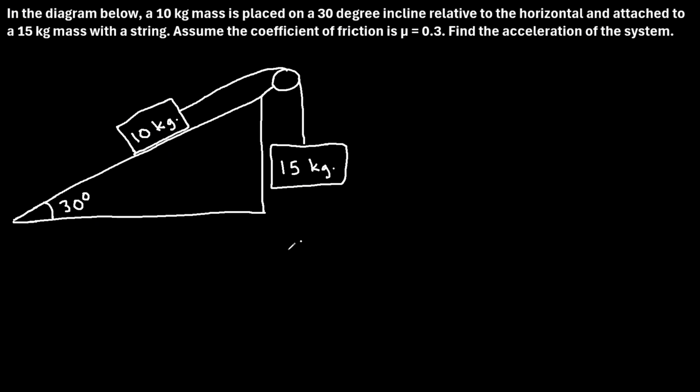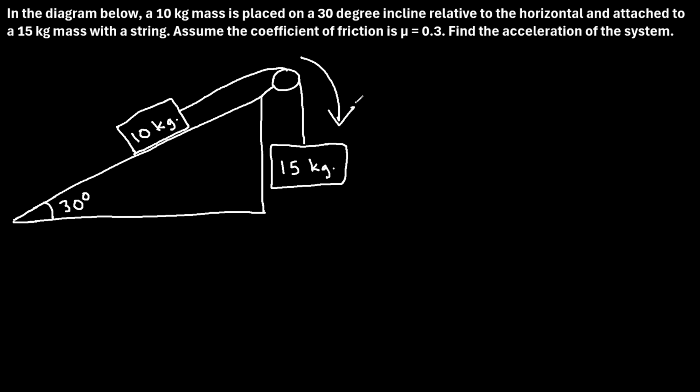So I've gone ahead and sketched out this situation. We have this 30-degree angle incline, and on the incline we're placing a 10 kilogram block, and it's connected with a string and a pulley to a 15 kilogram block that's hanging off the edge here. Because this mass is larger than this mass, I'm going to assume the acceleration of this system is going to be in this direction. So the larger mass is probably going to pull the smaller mass in this downward direction.